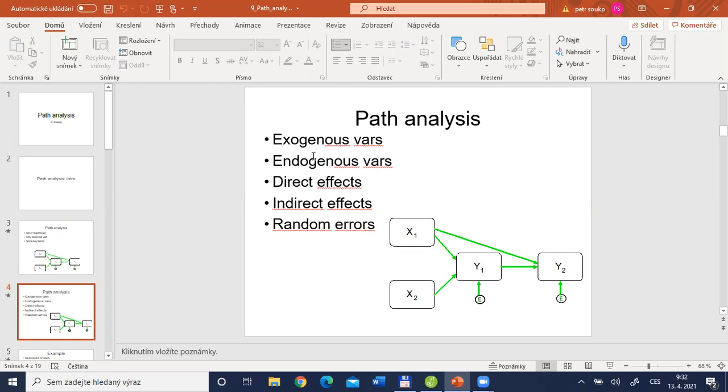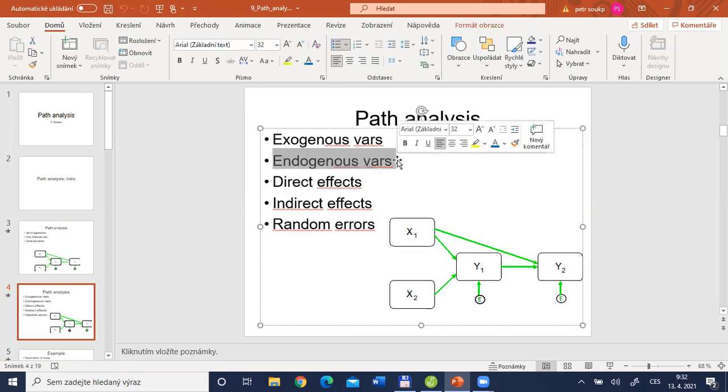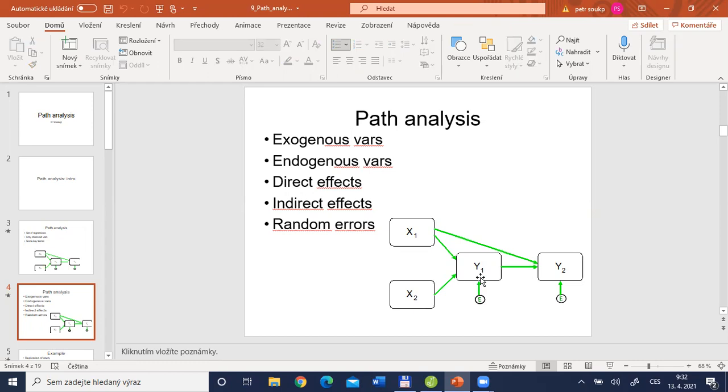One more recap here is that for every endogenous variable, and now we call it endogenous, not dependent variable, we must add this random error, as y1 and y2 are somehow explained by the model. It means there must also be some space for unexplained variance. And this space is filled by these random errors. So there is a rule in structural equation modeling that for every endogenous variable, you must assign this random error.